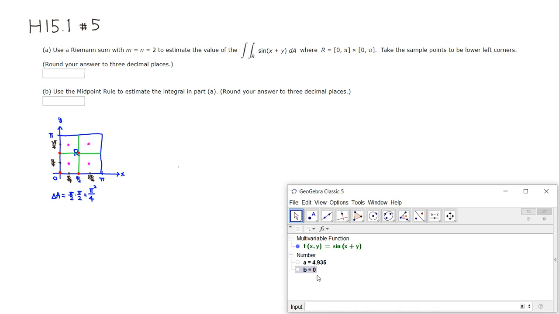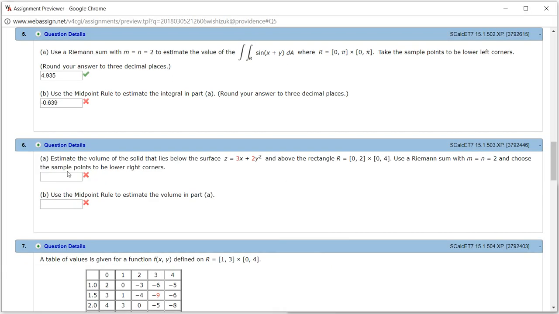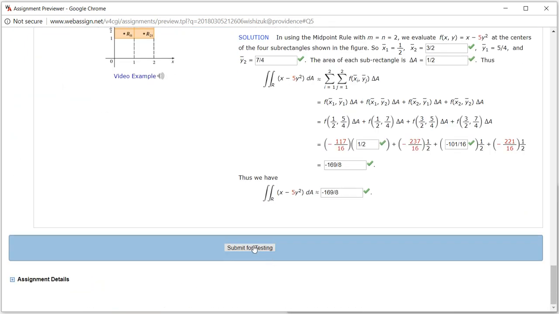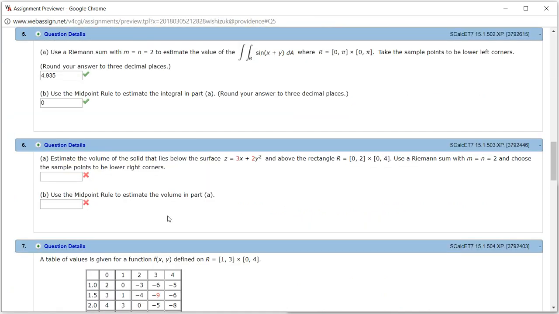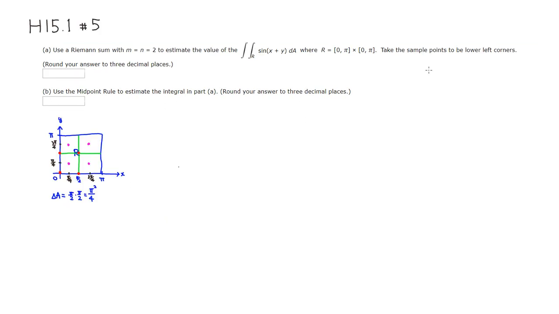We ended up getting a 0. Let's see if that's the correct answer. That's not the right number here, so I'm going to submit for testing. It came back and it looks like using the midpoint rule, we ended up getting a 0. That's it. I hope that this was clear.